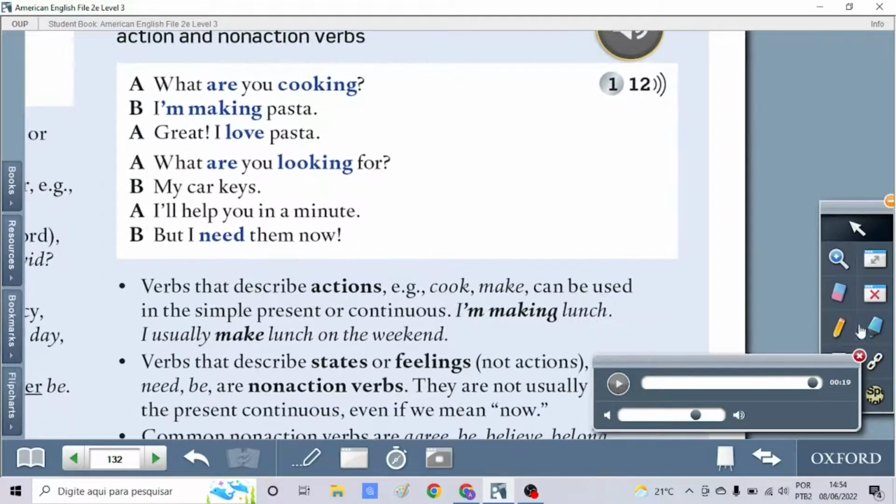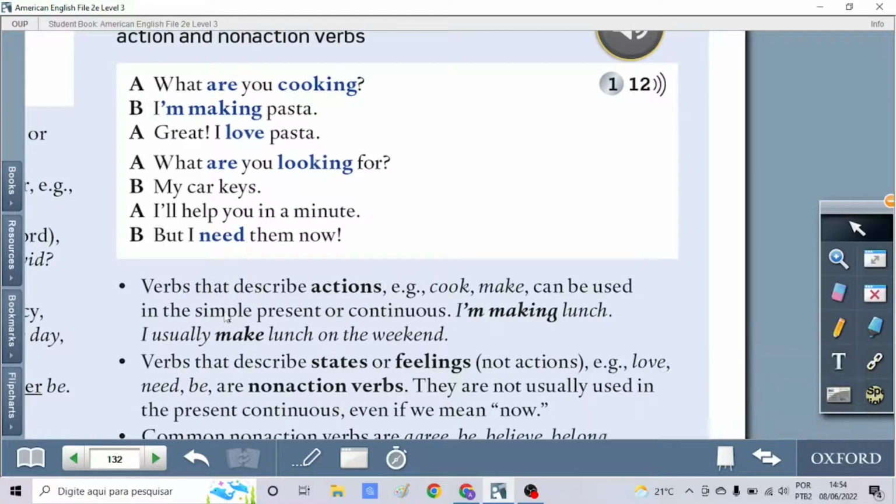Okay, so verbs that describe actions, they are action verbs, okay? Cook, make. They can be used in the simple present or in the continuous. I'm making lunch. I usually make lunch on the weekend. Okay, so we can use both for these examples.